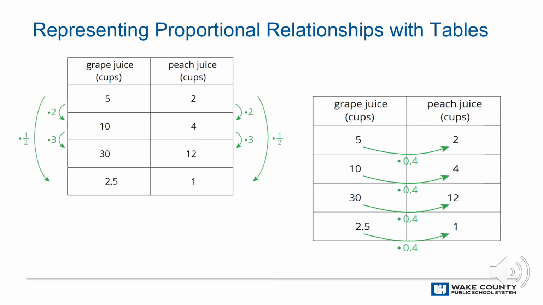This number is called the constant of proportionality. In this example, the constant of proportionality is 0.4, or 4/10. There are 4/10 of a cup of peach juice for every 1 cup of grape juice.